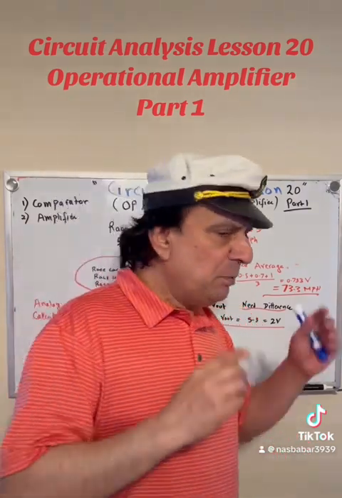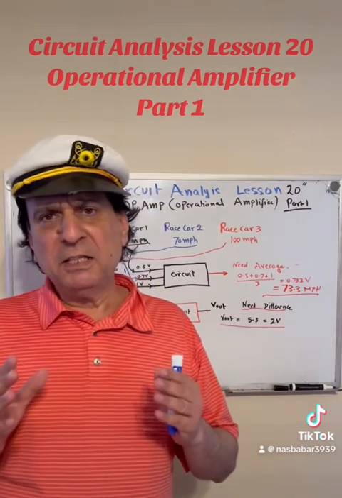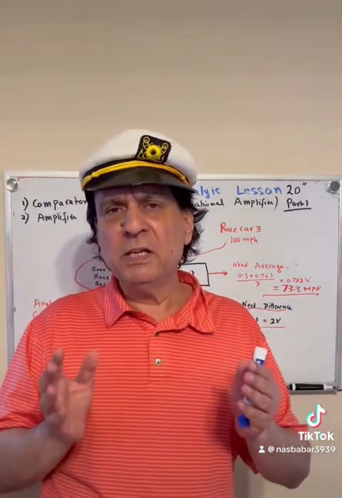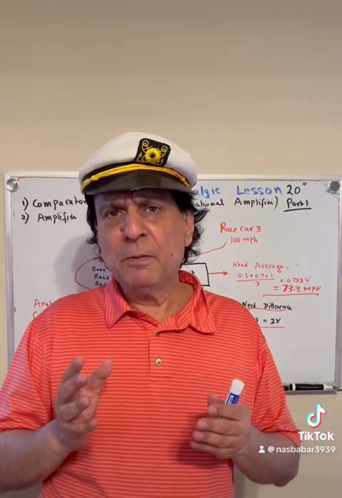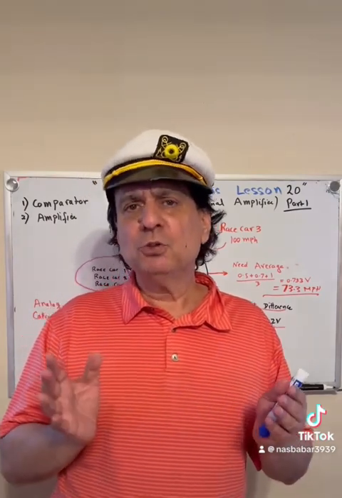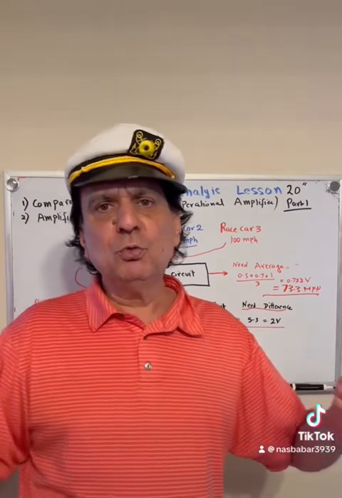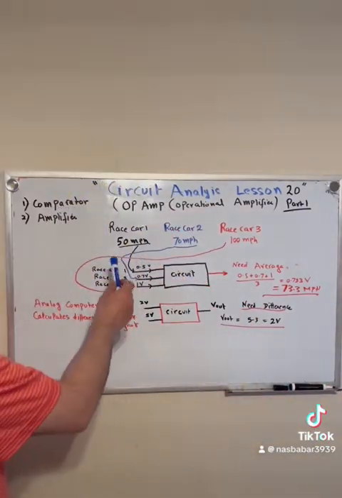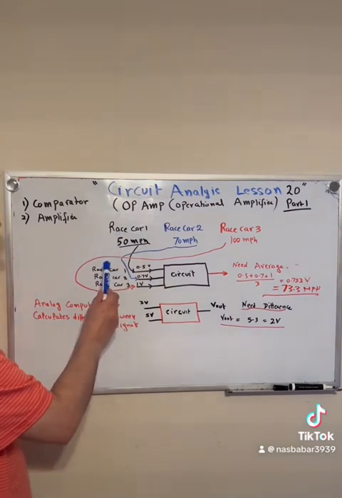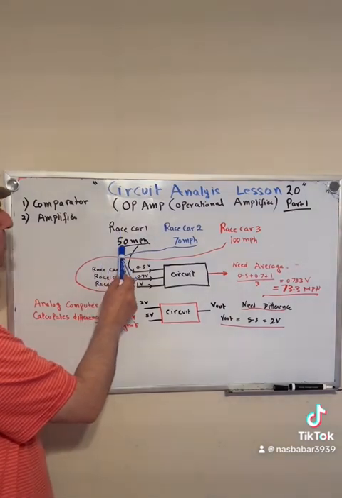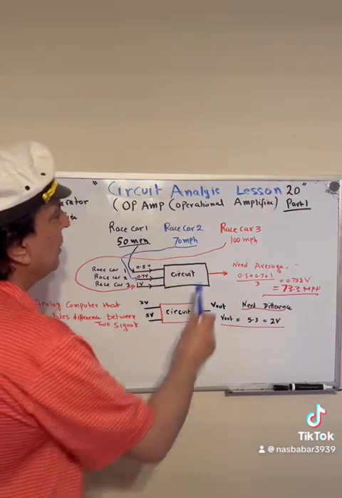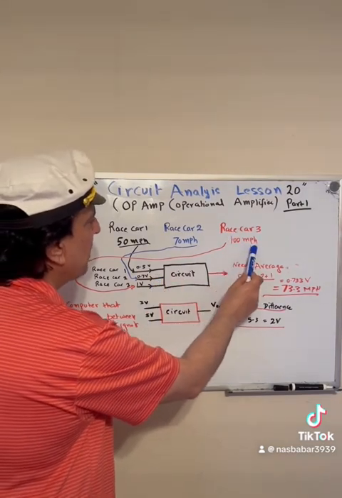But before we dive into it, I think it might be a good idea to look at some history, the foundation of op amp, okay? So before the evolution of digital computers, when we used to have analog computers, consider this. I have 3 race cars. Race car 1 is going at 50 miles per hour. Race car 2 is going 70 miles per hour. Race car 3 is going 100 miles per hour.